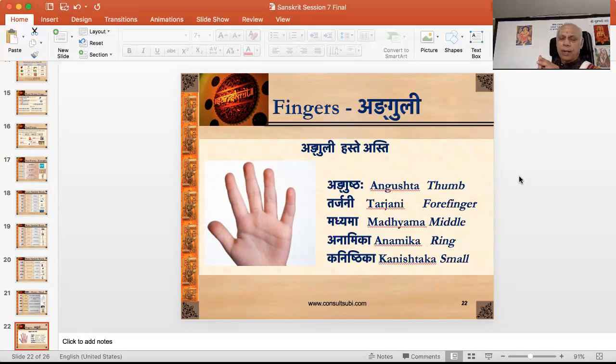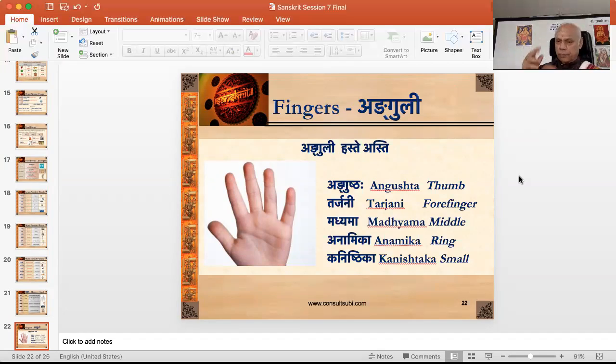And the last one is called the youngest one. When you say young one, you say Kanishta Kumaran, meaning my younger son, youngest one. He's the smallest. So it's called Kanishtaka. See how beautifully they are named. Angushtaha, Tarjani, Madhyama, Anamika, and Kanishtaka.